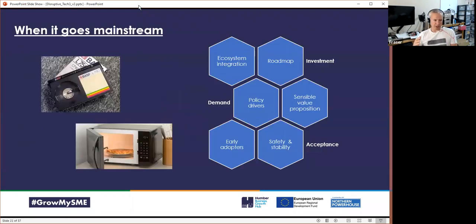So if you do go mainstream with the disruptive technology, you're going to need three components, really. You're going to need investment. That's kind of obvious, I guess. But you need long-term investment, so you need a roadmap for where that technology is going. You definitely need demand, and how you create that demand really depends on the policy around it, but also whether you've got a decent value proposition.